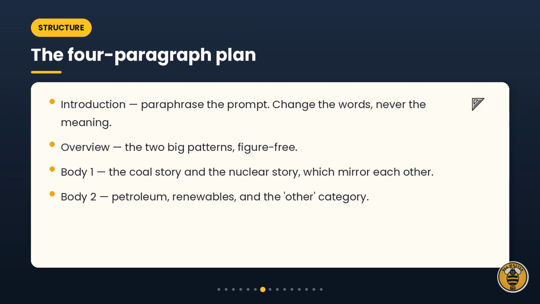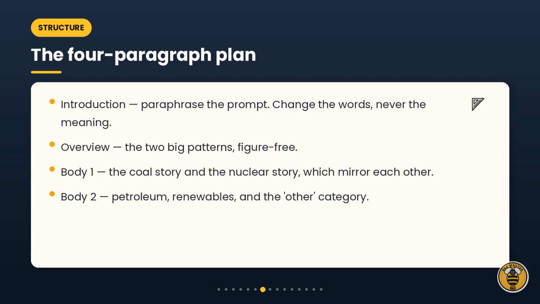That gives us a 4-paragraph plan. Paragraph 1, the introduction, where we paraphrase the prompt, change the words, never change the meaning. Paragraph 2, the overview, the 2 big patterns with no figures. Paragraph 3, the coal story and the nuclear story together because they mirror each other almost perfectly. And paragraph 4, petroleum, renewables, and that final other category. 4 paragraphs, roughly 230 words.